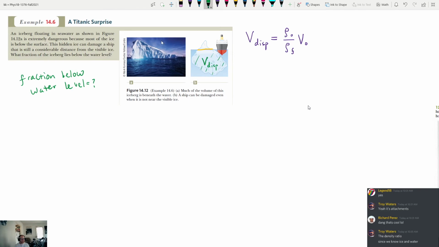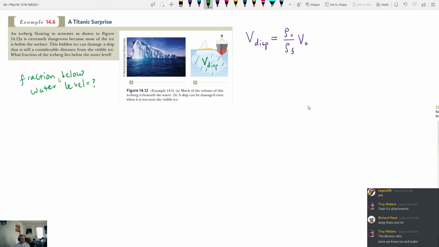It's not one step before that, Troy. This problem is really short, so I'm trying to go as slow as I can, because otherwise it's just going to look like, what does this mean? The fraction below the water level. What does that mean? You're not wrong, Troy. That's what the answer is. The answer is going to be related to that ratio.